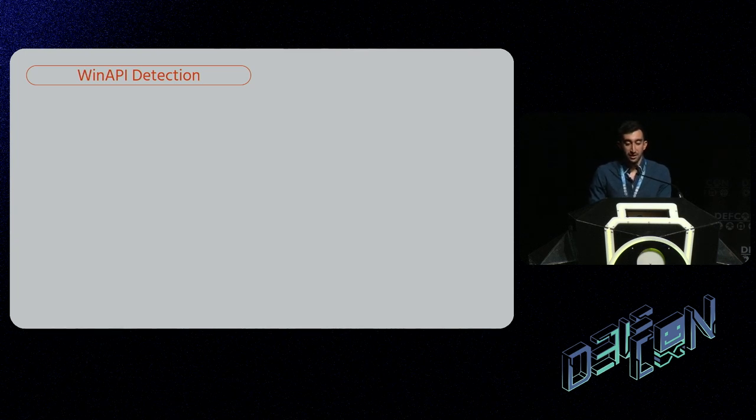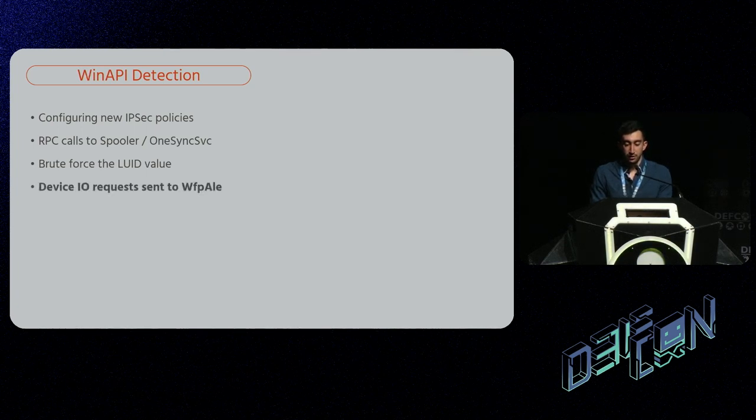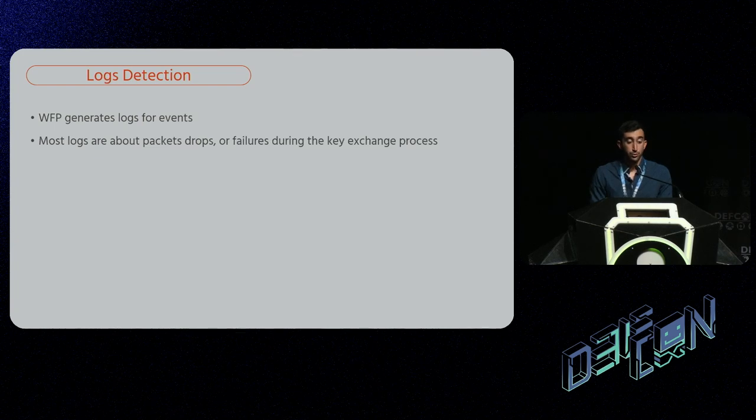I tried to make these attacks as stealthy as possible, but they can still be detected by the following events. New IPsec policies that don't match the known network configuration, or even correlating RPC calls with the existence of an IPsec policy. Calling many times to ALE query token by ID is also a strong indication for this attack, but the best way, in my opinion, is detecting device IO requests to the ALE device by processes other than the BFE service. For those who prefer log-based detection, let's see if it's possible.